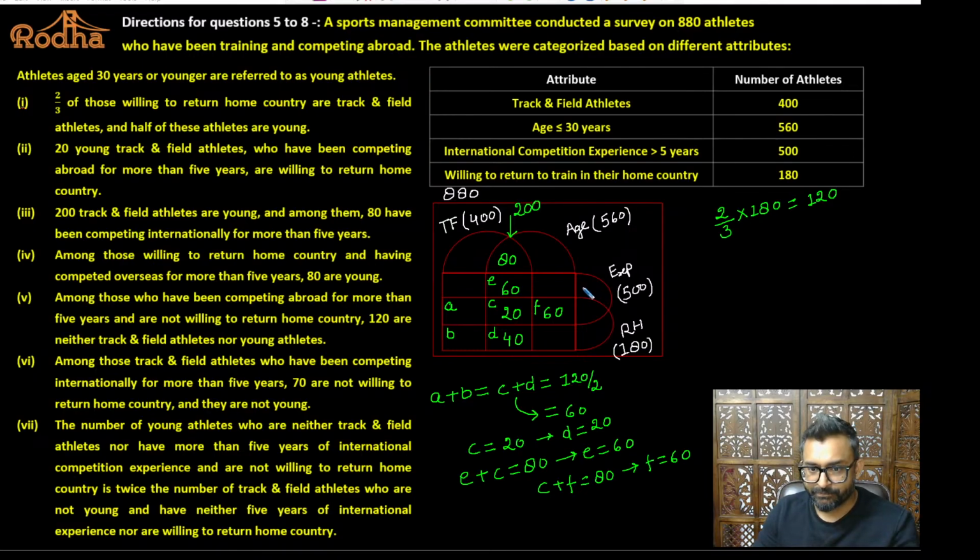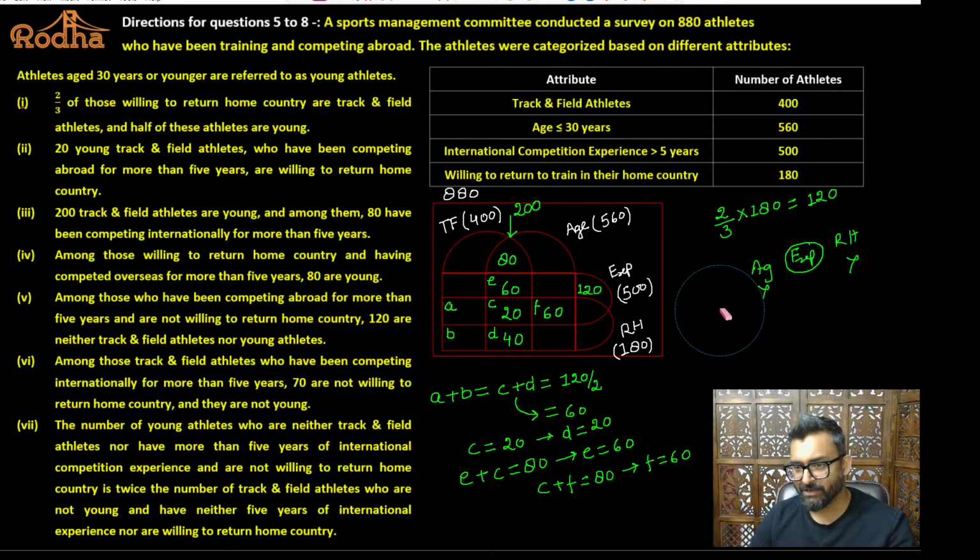Am I right or not? Yes, कोई डाउट तो नहीं इसमें? ठीक है, fine. Please guys reply, are you okay with this? Look at this. इनके पास age, experience and return to home. They don't participate in this. They are not young. They are not willing to return to the home country. That means they only have experience. So that's what 120 is.